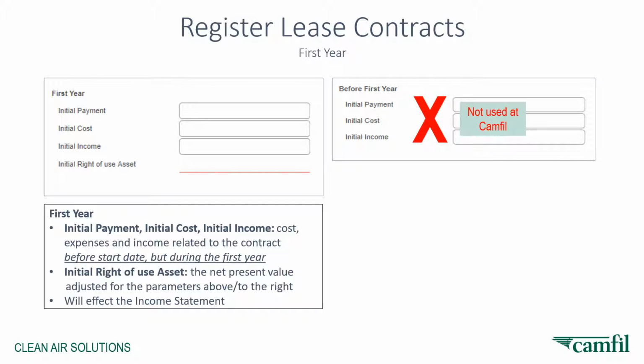First financial year figures refer to payment costs or income that occur before the lease contract starts. Please note, these are income statement impacting figures. For example, a broker fee for an office space could be entered into the initial payment or initial cost fields. Initial payment, initial cost, initial income refer to costs, expenses, and income related to the contract before the start date, but during the first year. Whereas initial right-of-use asset refers to the net present value adjusted for parameters above or to the right.